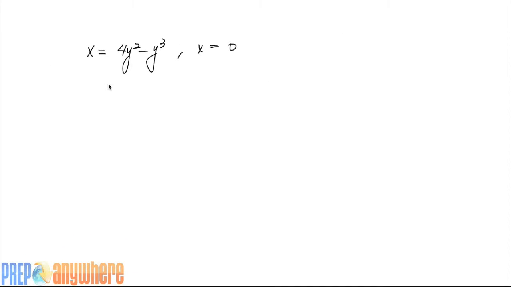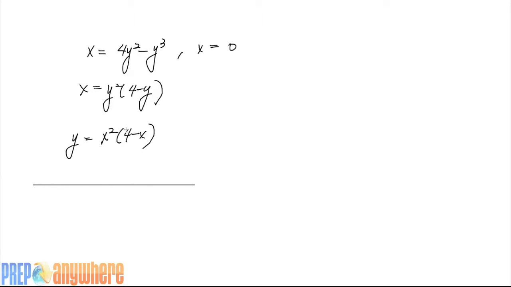We have x is equal to 4y squared minus y cubed. Let me factor this. The common factor is y squared, so you get y squared times (4 minus y). Now, if you don't know how to draw this, you might consider the inverse of this, which is, if you switch x and y, you get y is equal to x squared times (4 minus x).